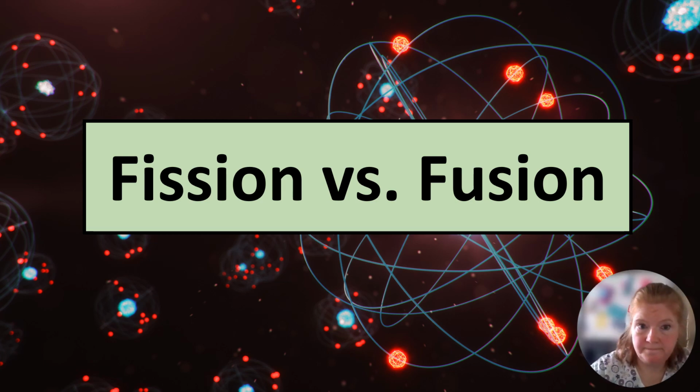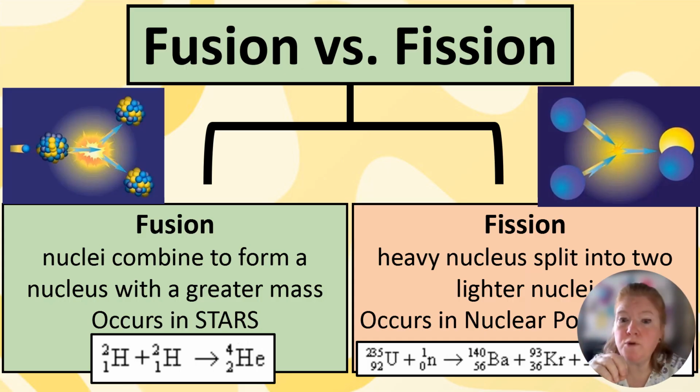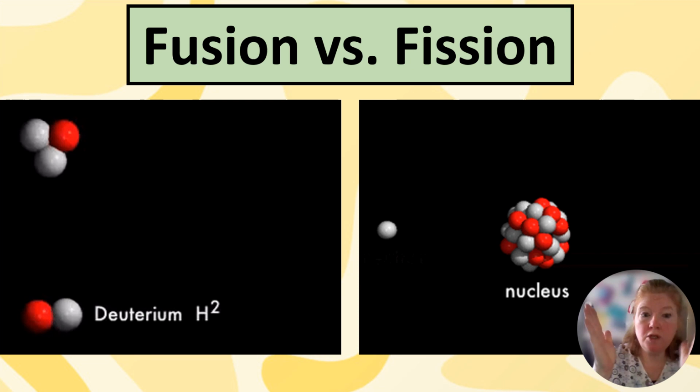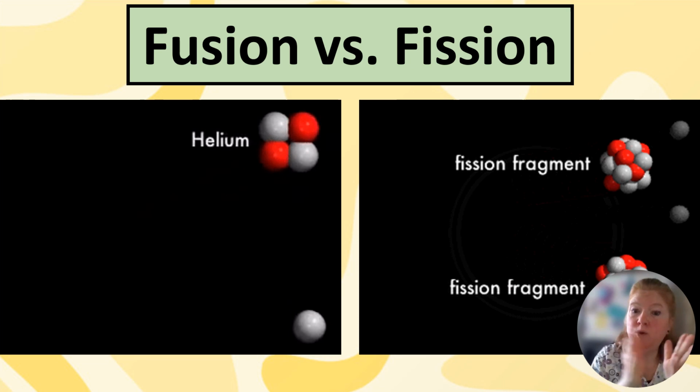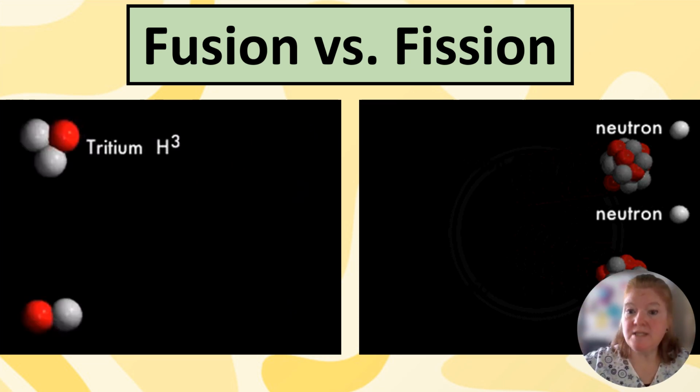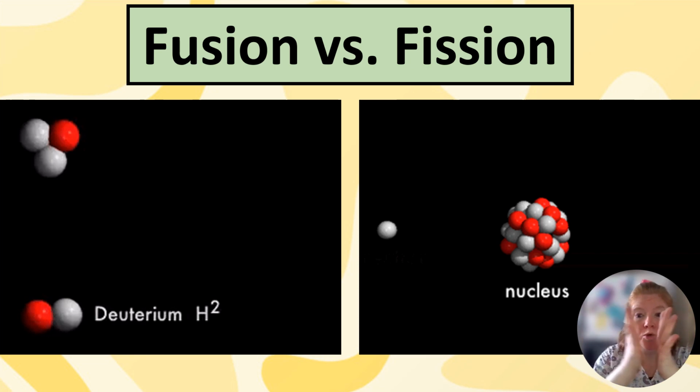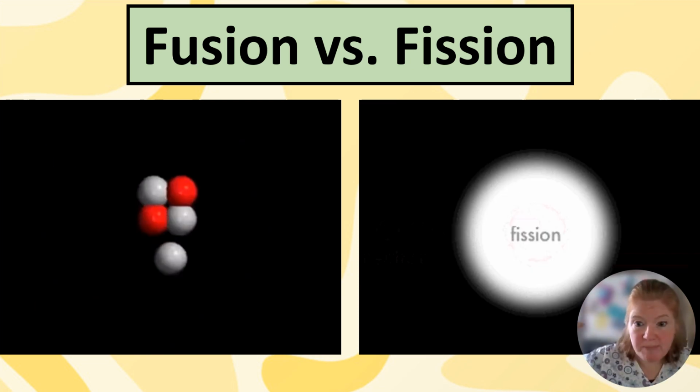Fusion versus fission. Okay, so fusion versus fission. Fusion is when two nuclei join together and make a bigger one. Fission is one nucleus breaks apart into smaller pieces. So fusion occurs in stars, okay? And fission occurs in nuclear power plants, also in some nuclear bombs. So you can see the difference between fusion, joining two little ones into a big one, or bigger. Fission, taking one big one and splitting it apart into smaller pieces. Okay, fusion, joining, fission, splitting.